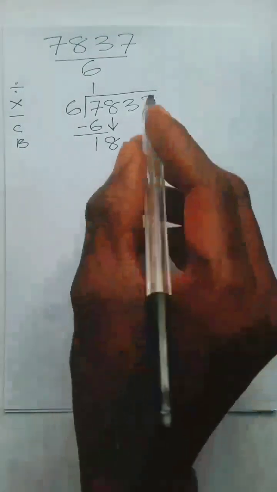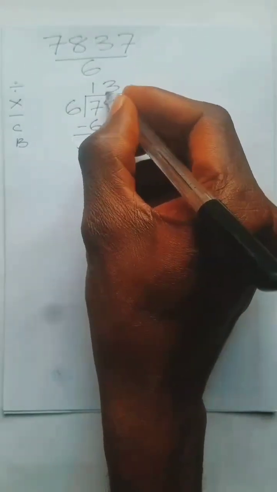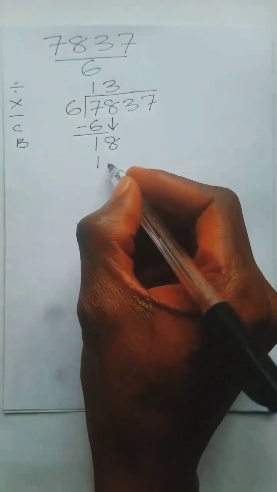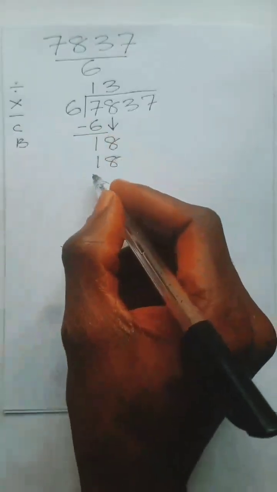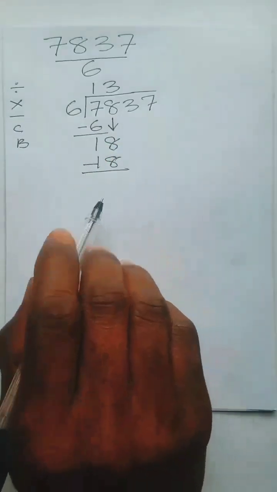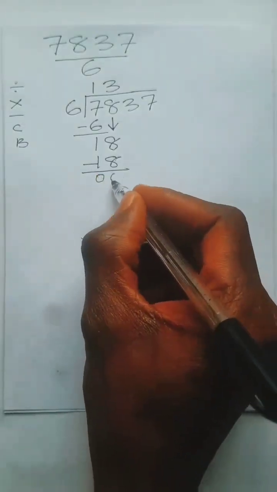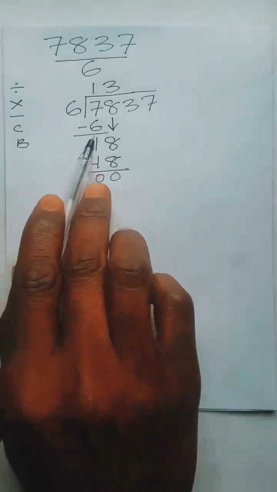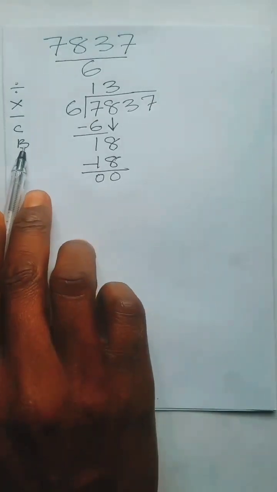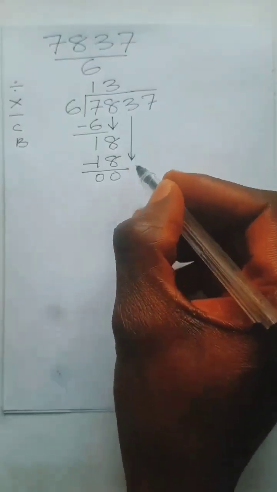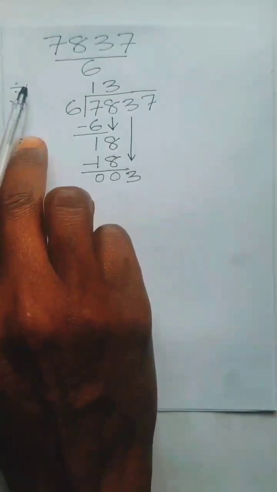18 divided by 6 is 3. Next step, 3 times 6 is 18. Next step, subtraction. As a matter of fact, when you have 2 numbers, you subtract. So 18 minus 18 is 0. Compare, of course, is smaller. And then the next step is bring down. So we bring down the next digit, 3. And then we start the process again.